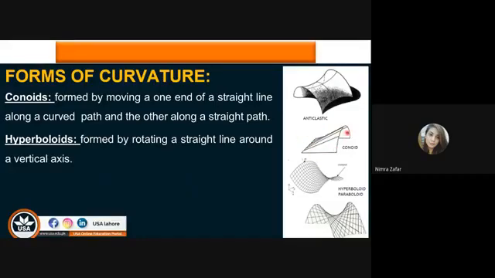This curvature is upward and here we have, not curvature, a straight line. Basically, these two are examples. Hyperboloids are formed by rotating a straight line around a vertical axis. So this is a straight line. We are rotating this straight line along the vertical axis.